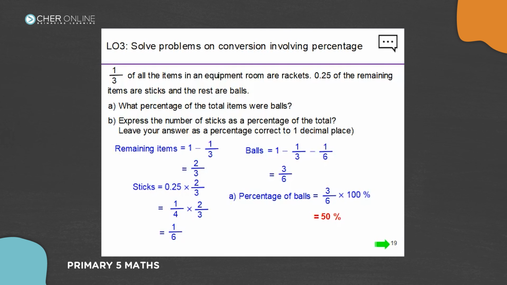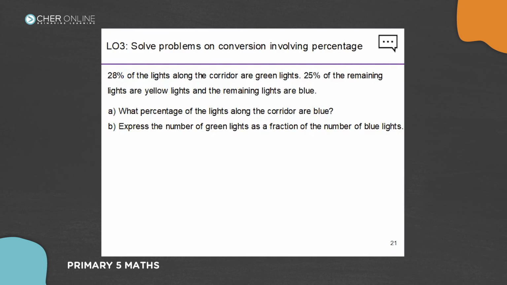So I take 1 whole − 1/3 and − 1/6. And that will give you the fraction that represents the balls. All right. So 28% of the lights along the corridor are green lights, 25% of the remaining lights are yellow, and the remaining lights are blue. Okay, so I hope you are accustomed to the word remainder or remaining, because you will encounter that very, very frequently. So you need to know what is the remainder and how to use that remainder to find the other parts.